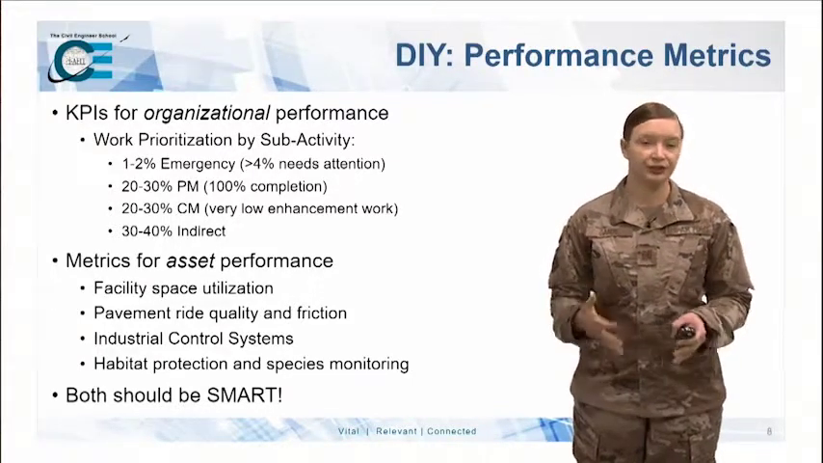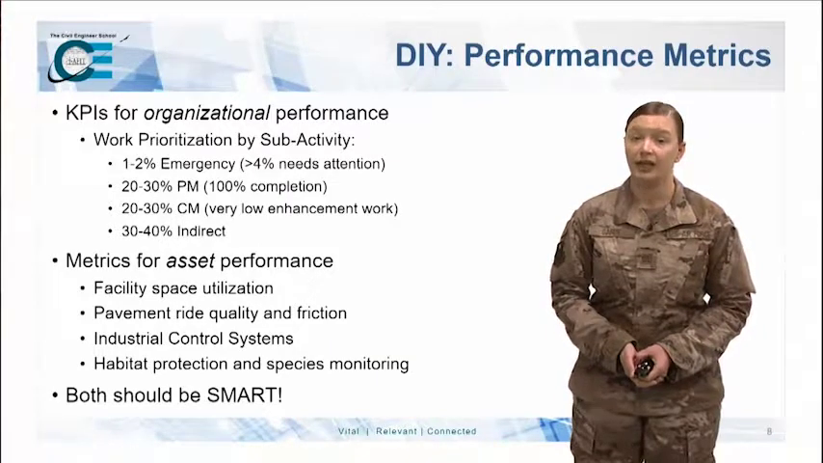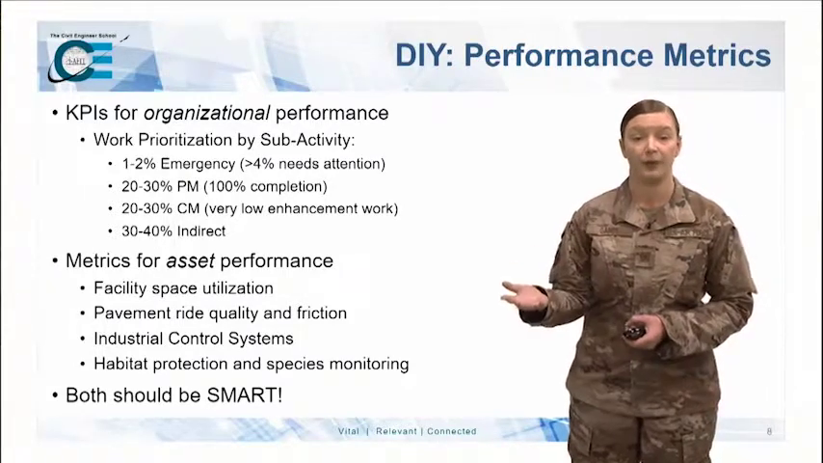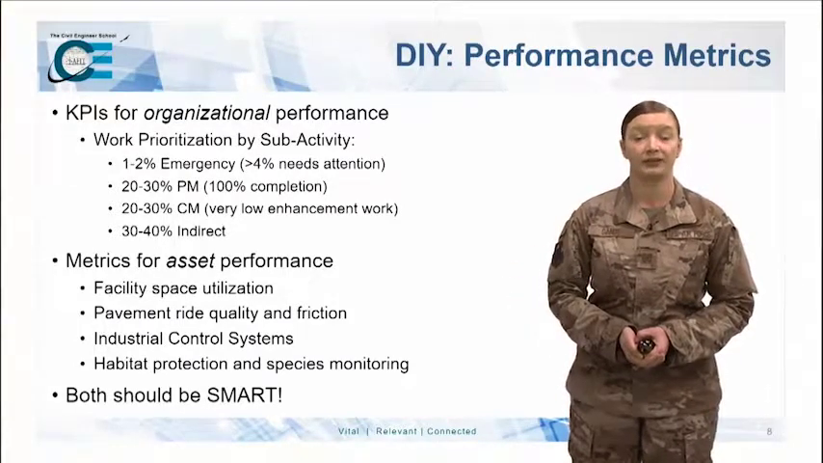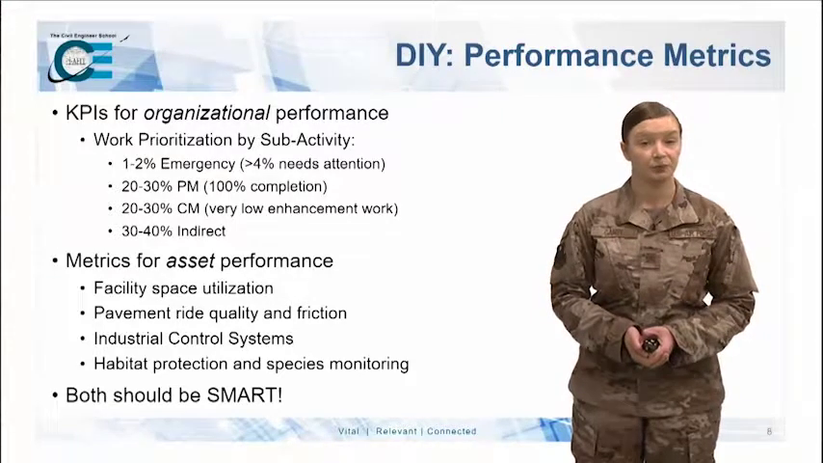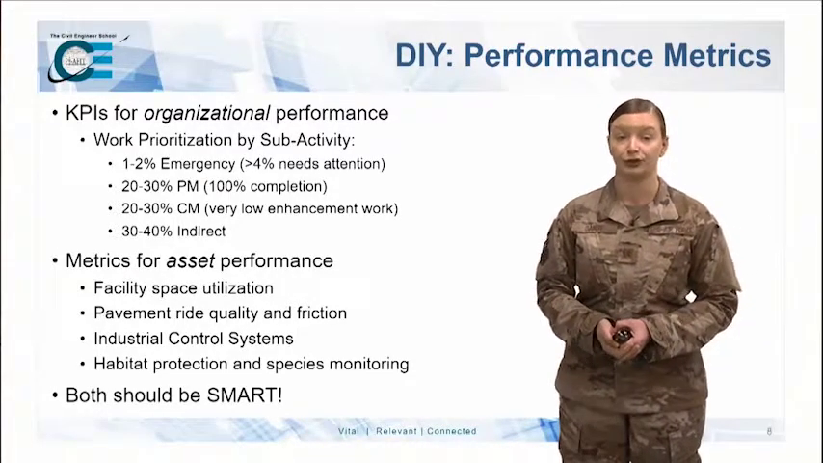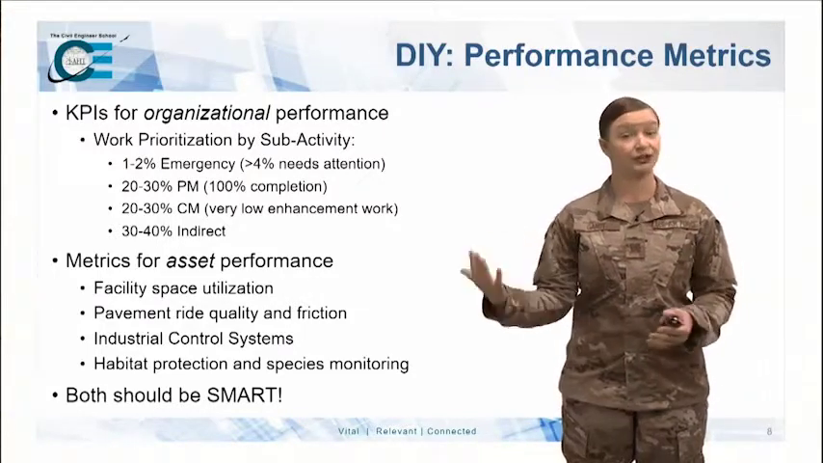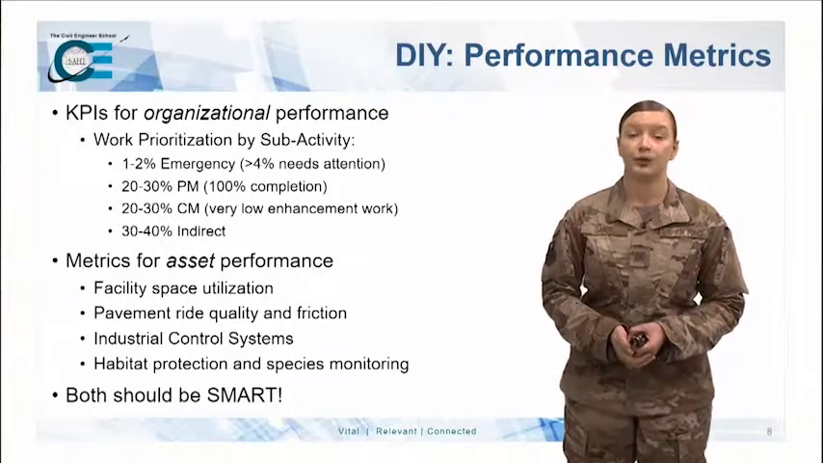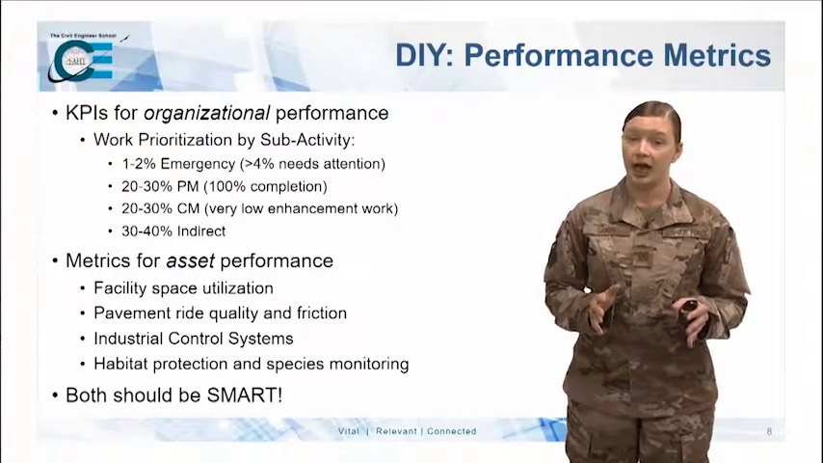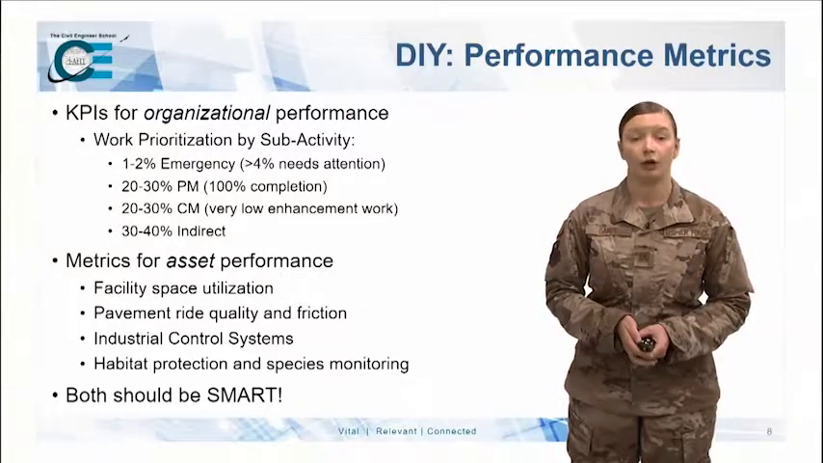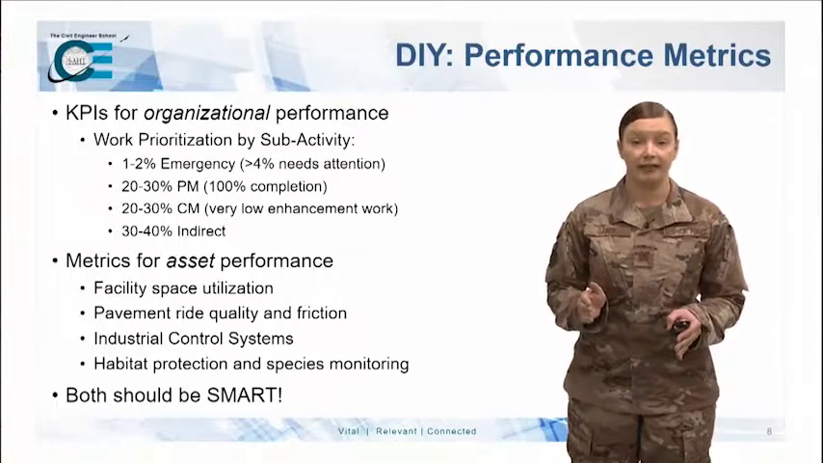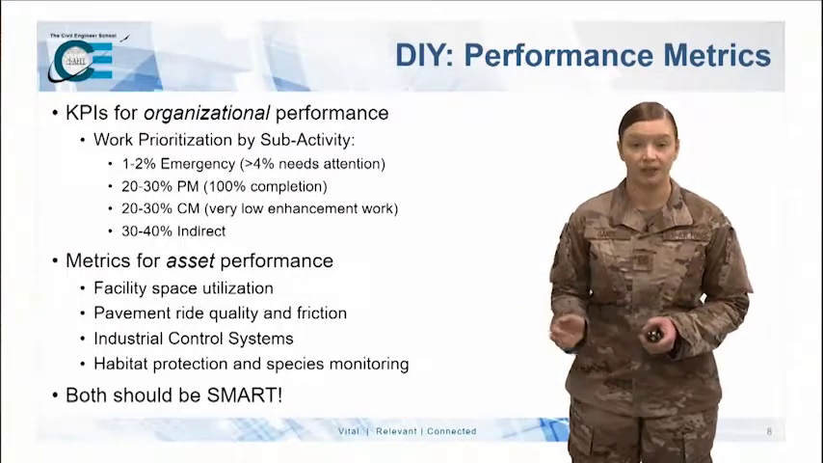One that's more system related is pavement ride quality and friction. This is something that's measured by the airfield pavement team when they come out for an evaluation, and also something that's going to be really important to airfield management. Another way we measure asset performance in terms of mechanical systems is going to be those industrial control systems. It might measure the performance of the system overall, or it might just be one really critical system in a larger network. So an example might be a water treatment plant that could be a single point of failure, so its performance directly impacts the rest of the system.